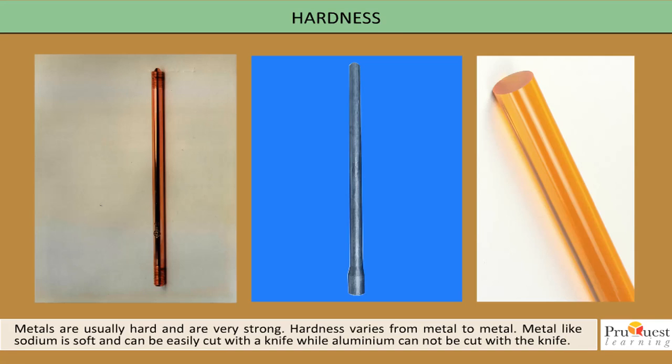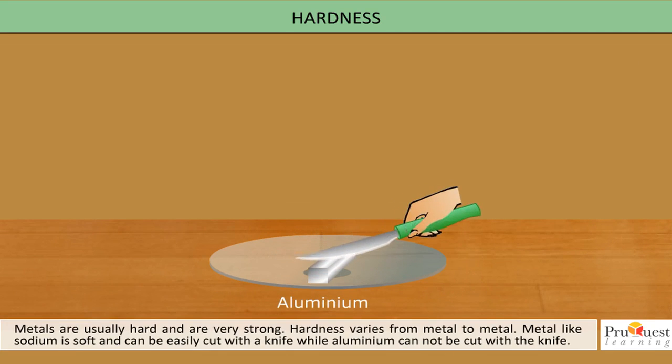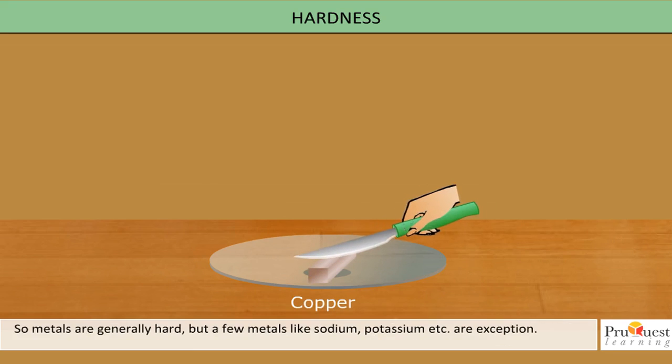Metals are usually hard and are very strong. Hardness varies from metal to metal. A metal like sodium is soft and can be easily cut with a knife, while aluminium cannot be cut with a knife. So, metals are generally hard, but a few metals like sodium, potassium, etc. are exception.